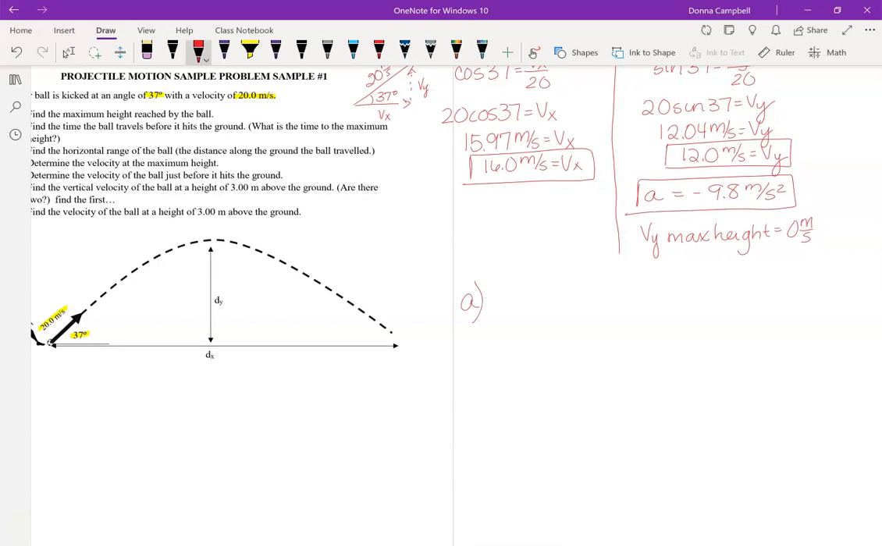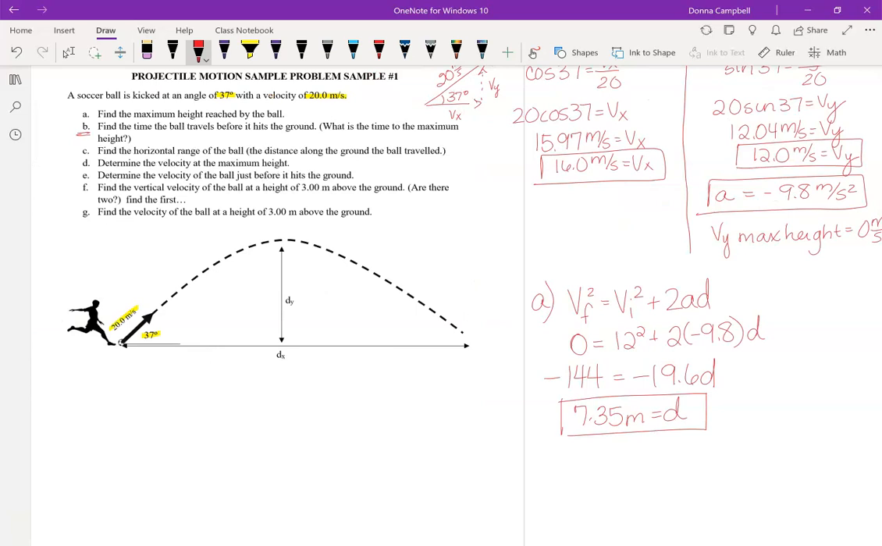And so let's see. Using the equations, I think Vf squared equals Vi squared plus 2AD works the best. 0 equals 12 squared plus 2 times negative 9.8 D. So then negative 144 is equal to negative 19.6 D. So 7.35 meters above the ground.